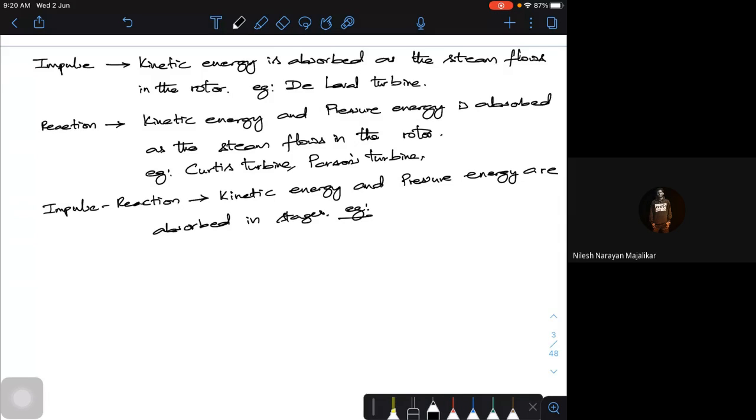So the Rateau turbine falls into this category, even though it is a reaction turbine, it is an impulse reaction turbine. If you want a little bit of historical information on this, you can go to the internet and search for it: what these turbines are, who the inventors were. Curtis turbine was Charles Curtis, Parsons was Charles Parsons, and Rateau was Auguste Rateau. If you want to look at these inventions, you can look into that.